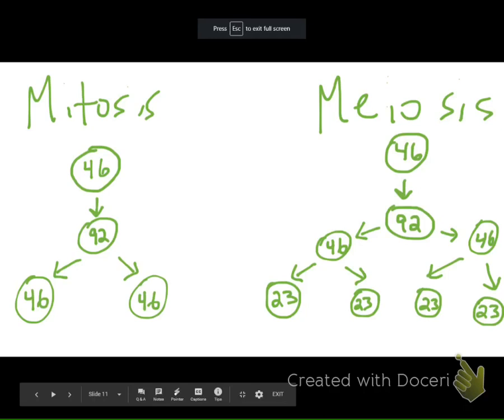Yes, to continue to help us live, to fix cuts, to deal with bruises, all this stuff. That's mitosis. What is it actually producing? What is the product of mitosis? What kind of cells? Somatic cells, also known as body cells. All right, how many daughter cells does mitosis make? Two. And what about the chromosomes? The daughter cells compared to the parent? They're the same. They have 100% of the chromosomes that they started with.